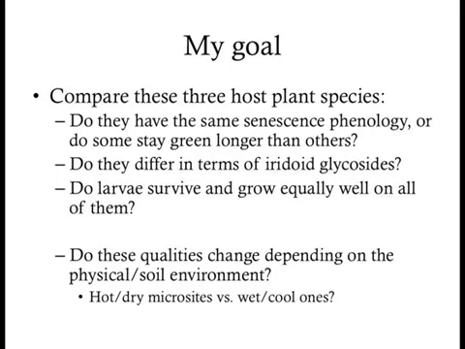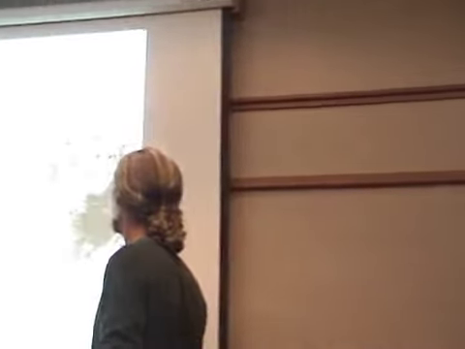Do they differ in terms of the iridoid glycosides that they produce and their concentrations? Do the larvae do the same on all 3 of them, or do they survive better or grow bigger on one versus the other? And then if we look at an environmental gradient from really dry, harsh spots to a nice, moist, mesic site, are there differences there, where maybe the larvae survive better in one than the other, or the plants dry out faster or slower in one than the other? So we wanted to figure all that stuff out.